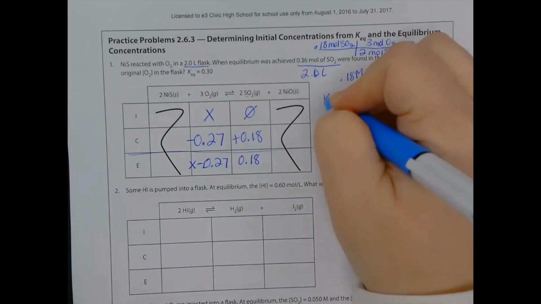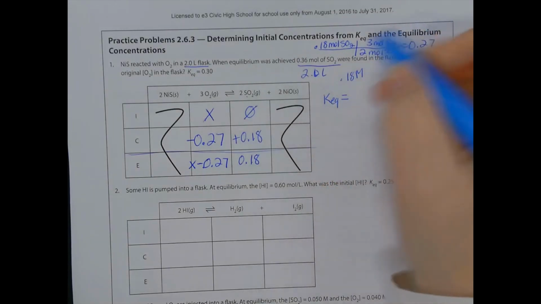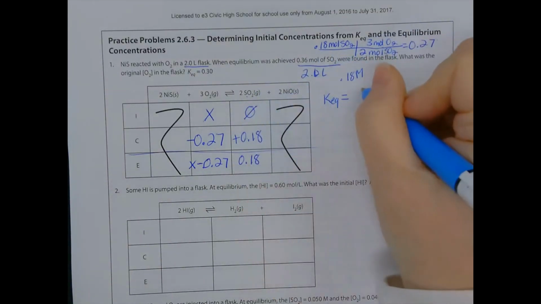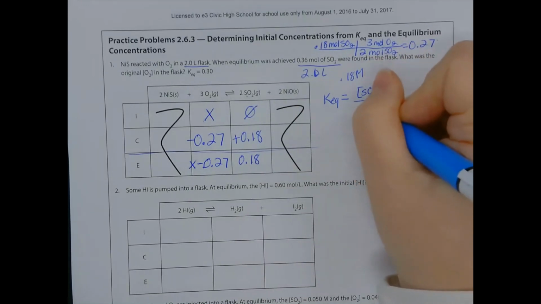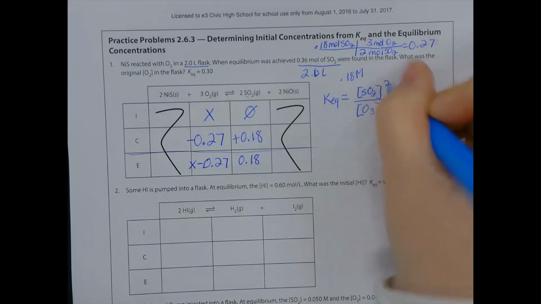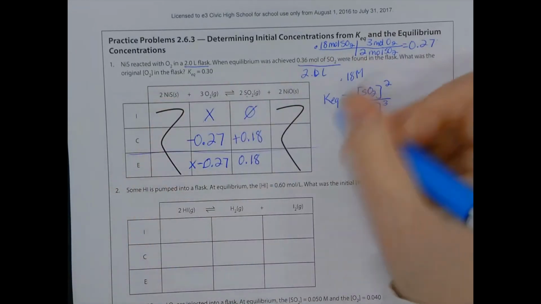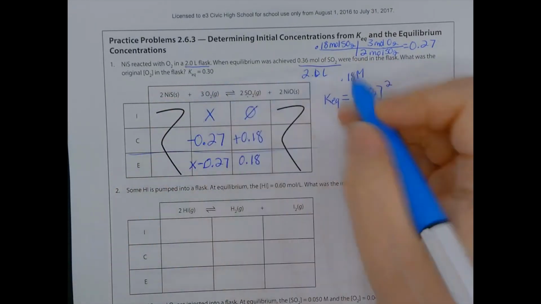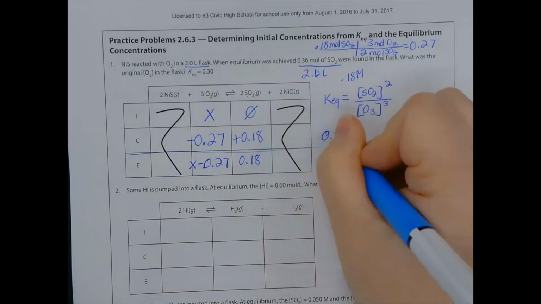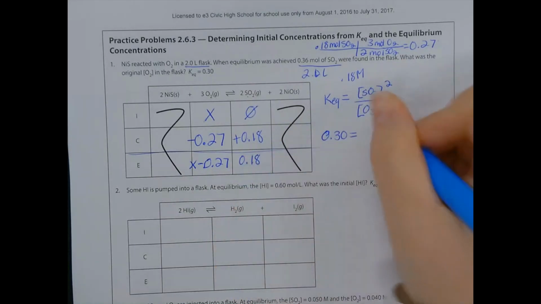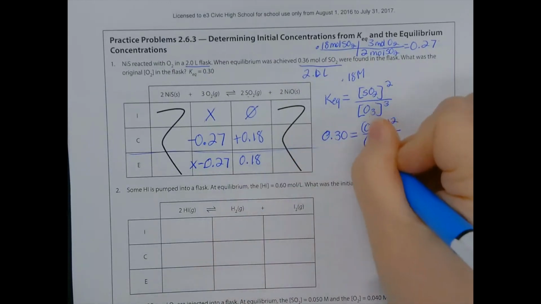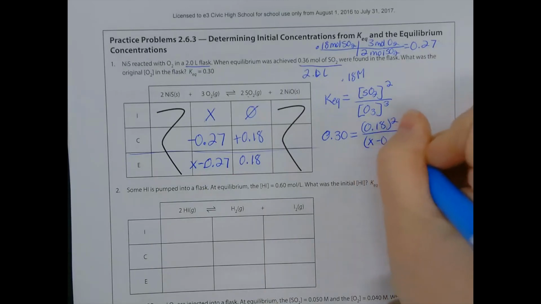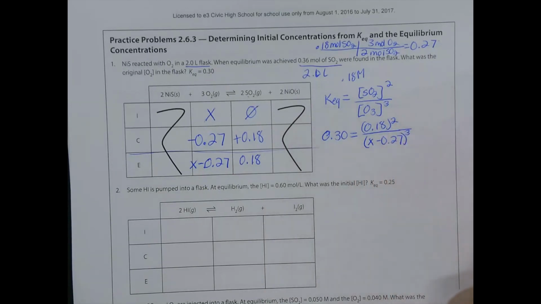So we're going to use our equilibrium expression. Products over reactants. Again, we don't include solids. So we have SO2 squared divided by our concentration of O2 cubed, and we're not going to include the other solid. And we can go ahead and replace these with our values. So Keq is 0.30, SO2 is 0.18 squared, and O2 is X minus 0.27 cubed.